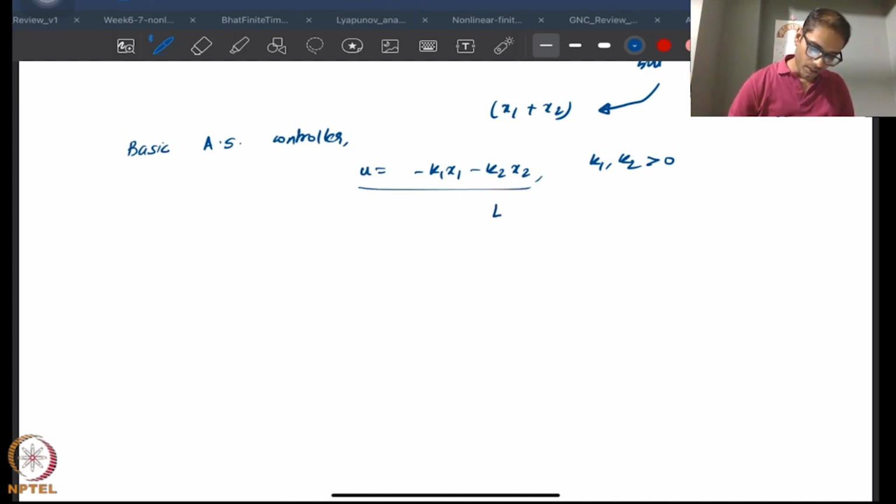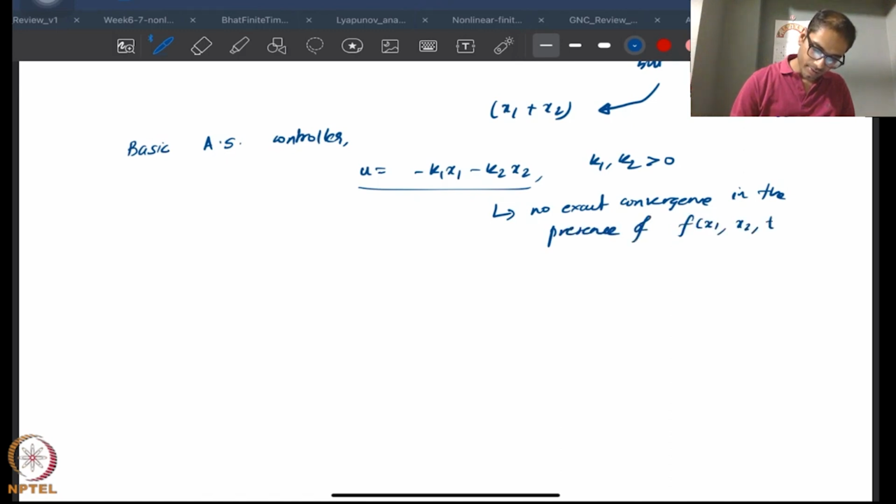So that's the whole point: no exact convergence in the presence of these disturbance functions, right? So then the question is, what more can be done?